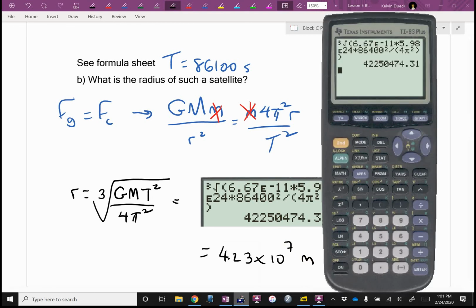How high is that? Well, if I take this and I subtract the radius of the Earth and then divide by 1,000, it's about 36,000 kilometers up, which means that's a lot of potential energy fuel to get them there. But it's so handy to have a geosynchronous satellite. We'll spend the money. All of our GPS satellites are geosynchronous.